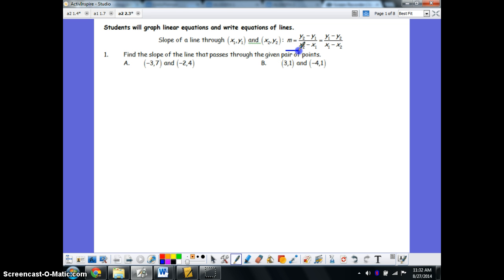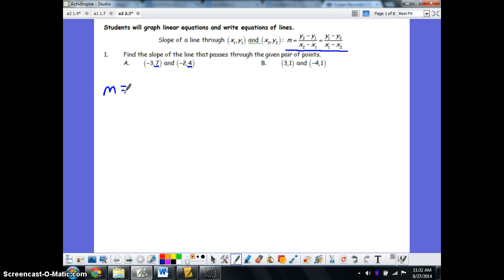And right up here is that formula. Notice how I have it written two different ways. The big thing to remember with slope is that you subtract the y coordinates on top, the x coordinates on the bottom. So when we look at A here, the two y coordinates, those are the ones that come second in the ordered pair, which are 7 and 4. So for the slope of the line through this point, we can subtract those y coordinates on top.